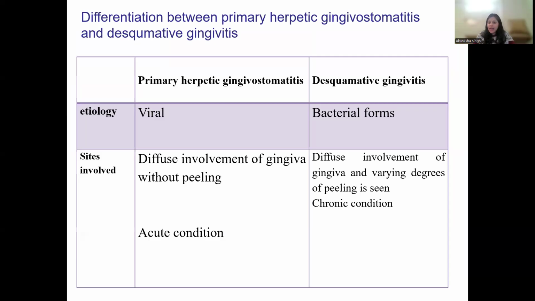Then again, I talked about one particular disease, that is desquamative gingivitis. When we talk about these two diseases, the basic difference is the etiology. Desquamative gingivitis can be caused by bacteria, while primary herpetic gingivostomatitis is caused by viral infection. But the sites involved are almost equal in both conditions. Here the gingiva does not peel, while in desquamative gingivitis, peeling can be seen. And desquamative gingivitis is not at all an acute condition, while primary herpetic gingivostomatitis is an acute condition.